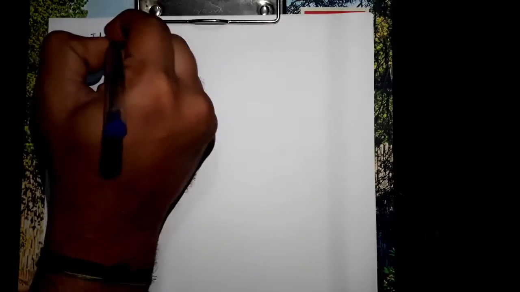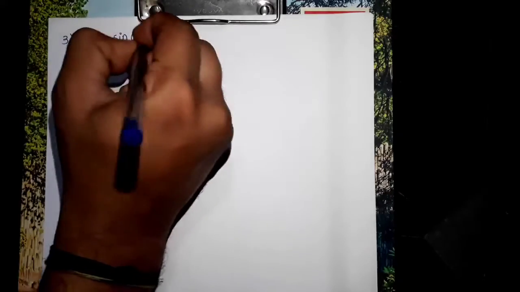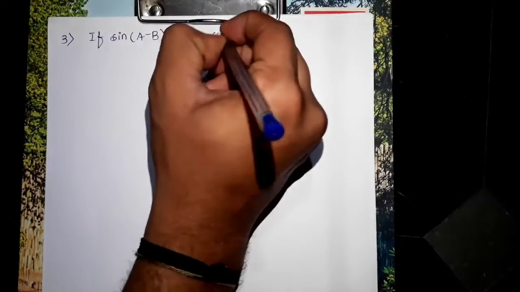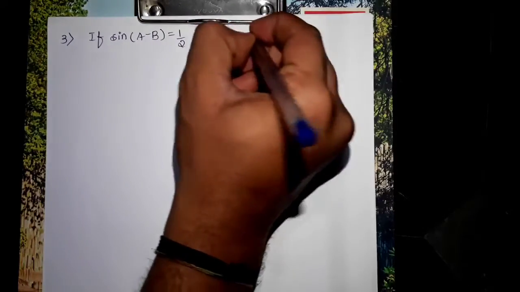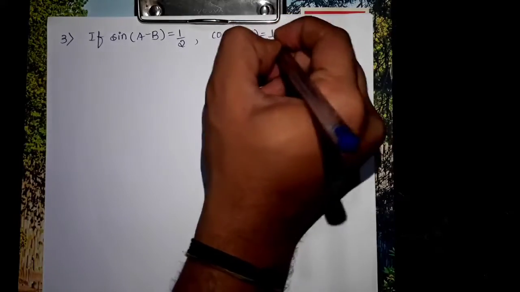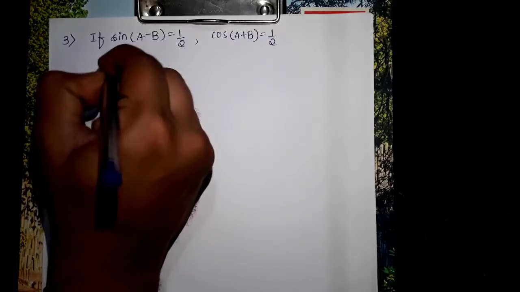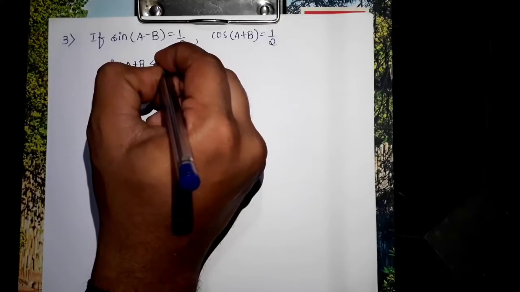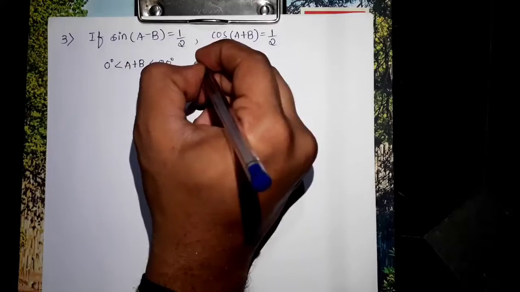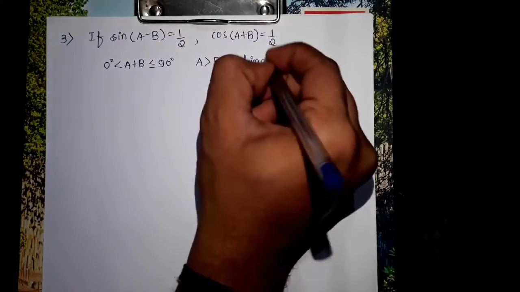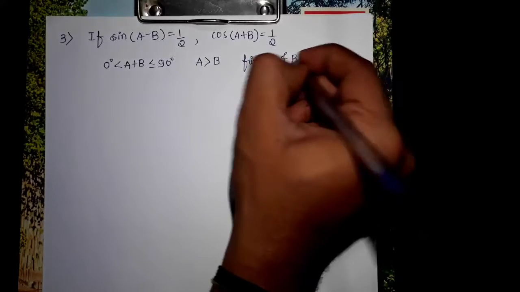Now let us go to the third question. That is, if sine of a minus b is equal to 1 by 2, cos of a plus b is equal to 1 by 2, where a plus b is greater than 0 degree and less than or equal to 90 degree, where a is greater than b. We are asked to find the value of a and b.